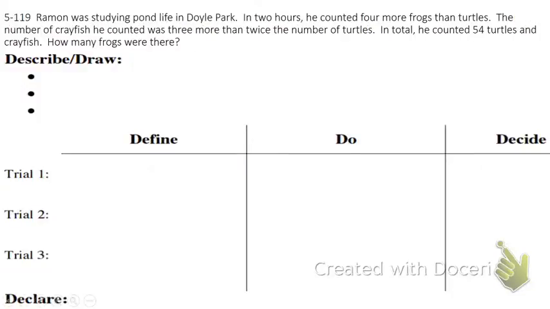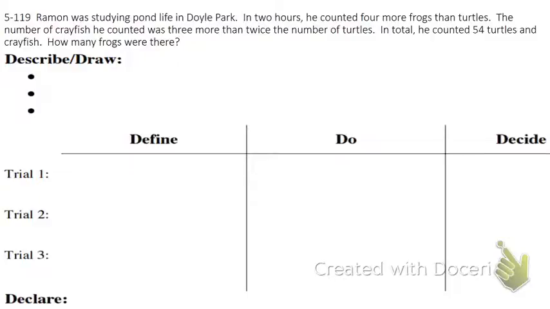All right, now we're on problem 5119. Make sure to write that on your paper. All right, if you're at this point, you've come pretty far. You're doing a great job at using wrong answers to find right answers. Okay, you should be congratulated. Feel good about that. So, Ramon was studying pond life in Doyle Park.